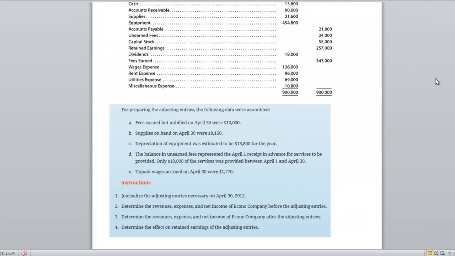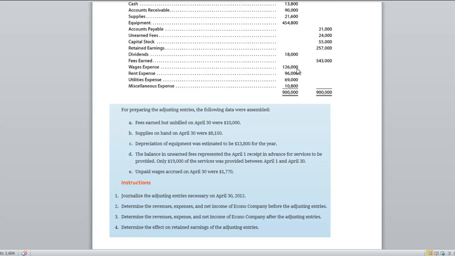Let's take a look at what else it asks us. So we've journalized the entries as of October 30th, 2012. The next thing it says is to determine the revenues, expenses, and net income for Oconto Company before the adjusting entries. We can see here $543,000. That is the total there of our revenues based on the unadjusted trial balance. This is the unadjusted here, right?